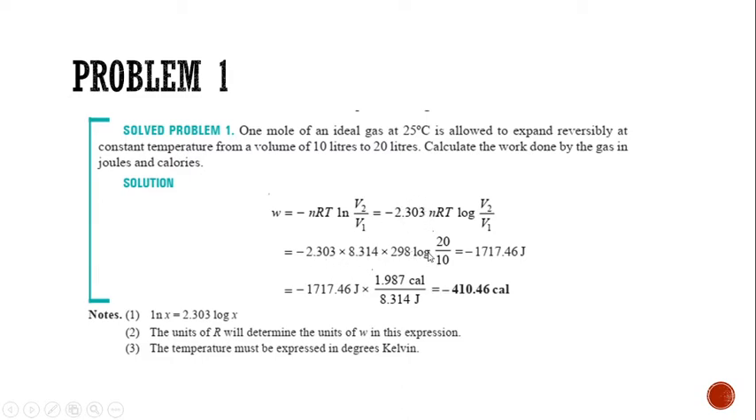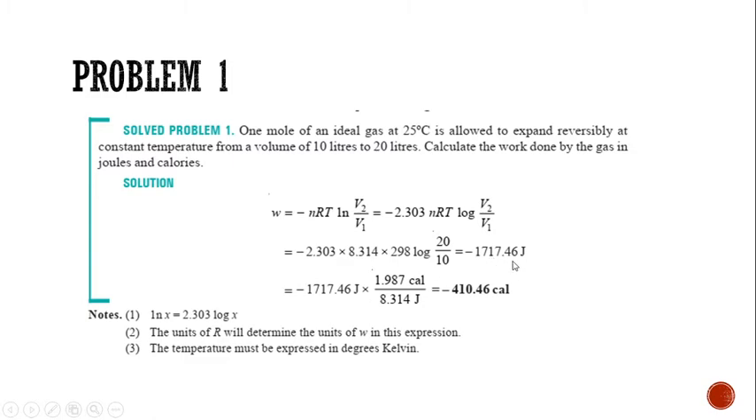Applying the formula, putting the values of constants, R is the ideal gas constant, and the value of R is 8.314. Temperature is 25 degrees Celsius. You need to convert this temperature into Kelvin. How can you convert temperature into Kelvin? By adding 25 and 273. Then your answer for temperature is 298. What is V2? V2 is 20 liters and V1 is 10 liters. Just putting the values, and you get your answer in joules.